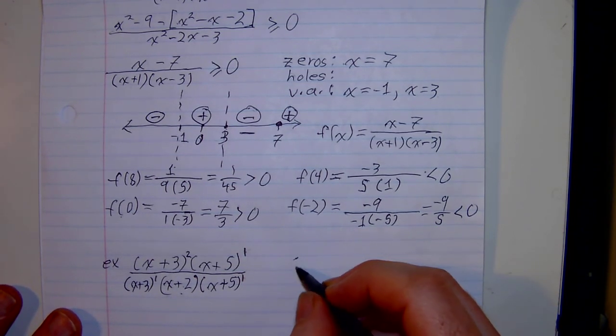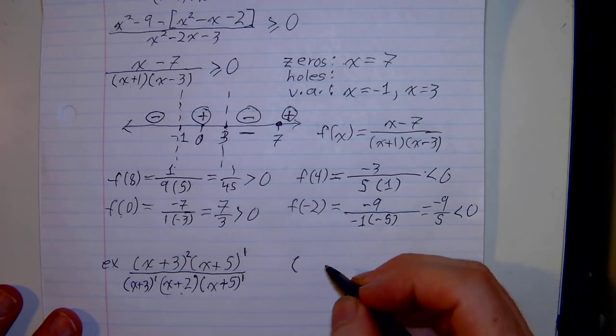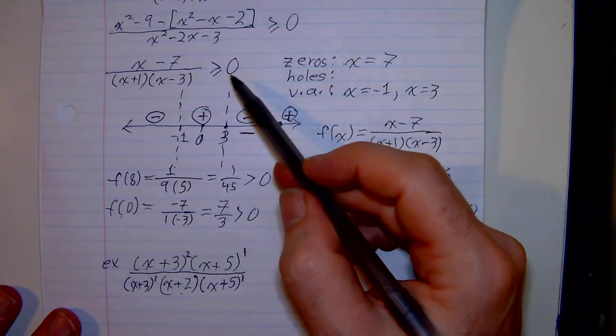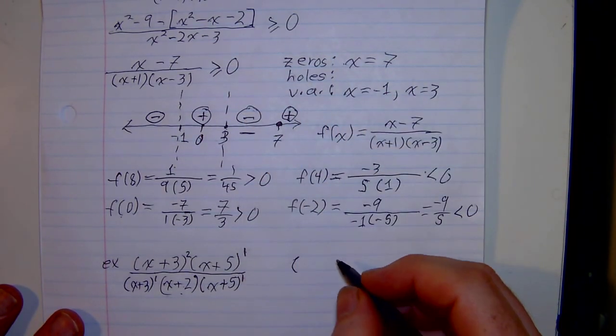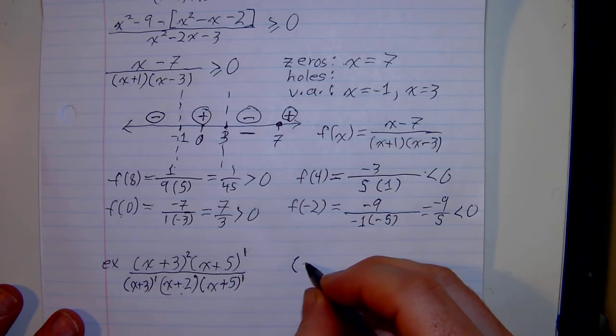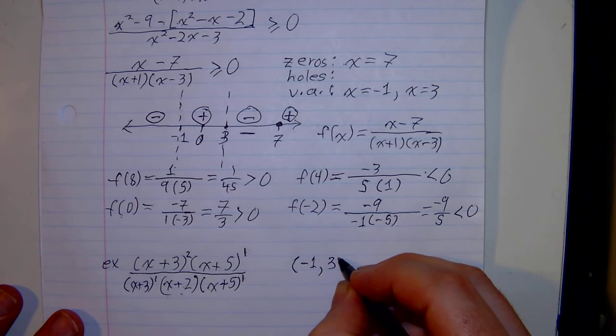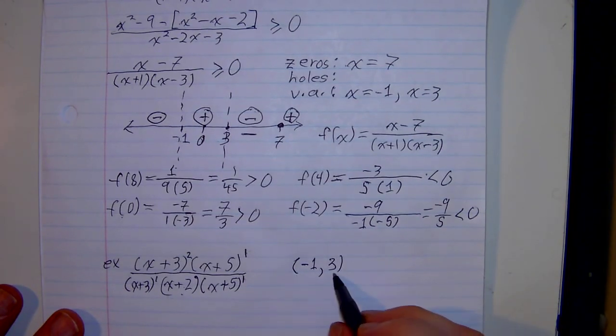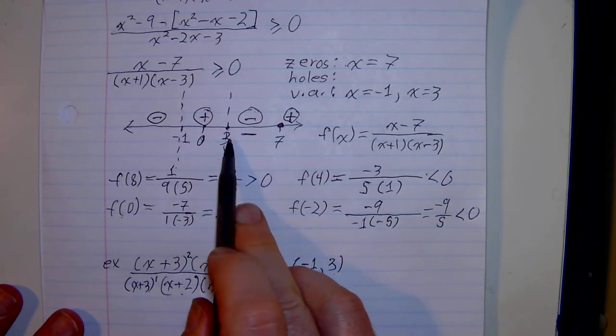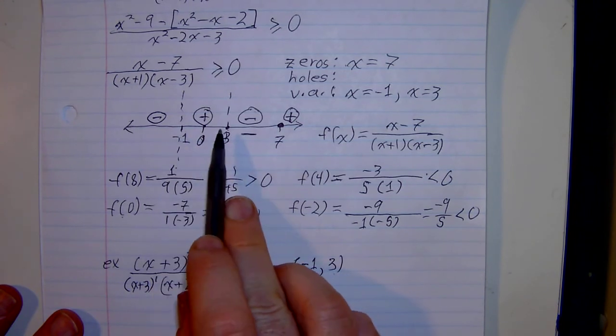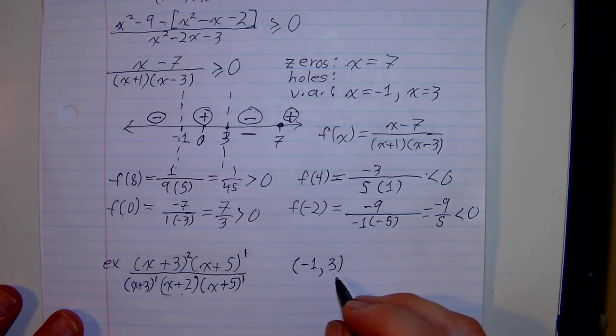So the final solution here in intervals would be, let's see, we are looking for greater than or equal to 0. So that is going to be from -1 to 3. And we don't include either one, round brackets, because they're vertical asymptotes. The function doesn't exist at -1 and 3. There's no y value for these x values.